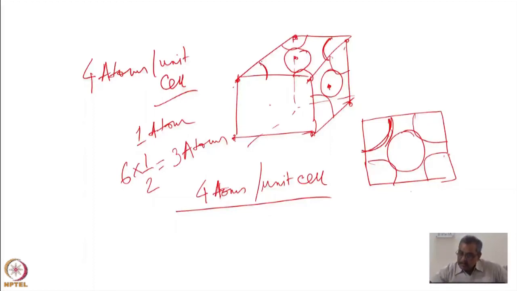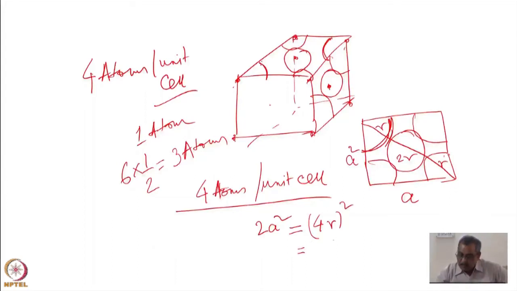So you can see that if this is the side A of the unit cell and R is the radius of the atom, then this square plate is this: R, 2R, R. That means 2R plus R plus R is 4R. So A square plus A square is 2A square by Pythagoras theorem. This is R, 2R, R. So it equals 4R square.